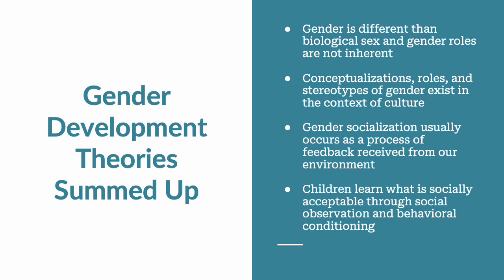First, gender is different than biological sex, and gender roles are not inherent. Second, conceptualizations, roles, and stereotypes of gender exist in the context of culture. Third, gender socialization usually occurs as a process of feedback received from our environment. And lastly, children learn what is socially acceptable through social observation and behavioral conditioning.